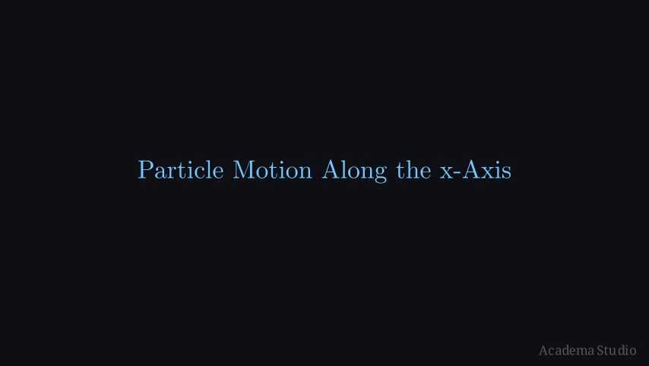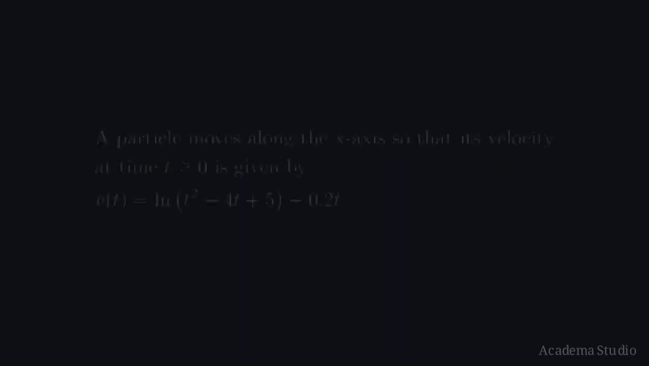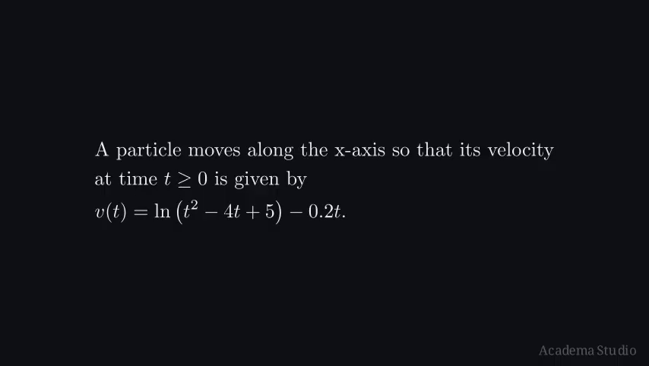Today, we are solving AP Calculus AB 2024 free-response question 2. This problem involves velocity, acceleration, speed, position, displacement, and total distance. A particle moves along the x-axis with velocity v(t) equal to the natural logarithm of t squared minus 4t plus 5, minus 0.2t.